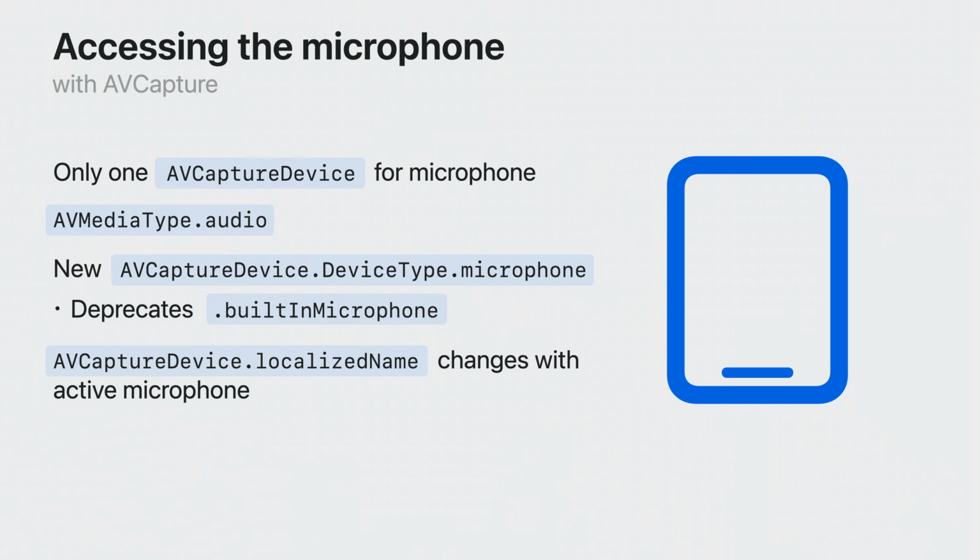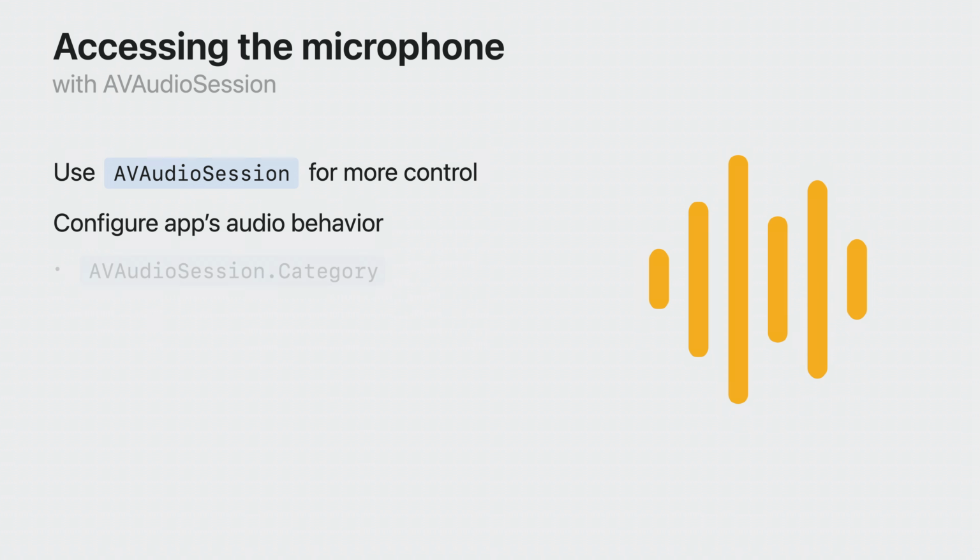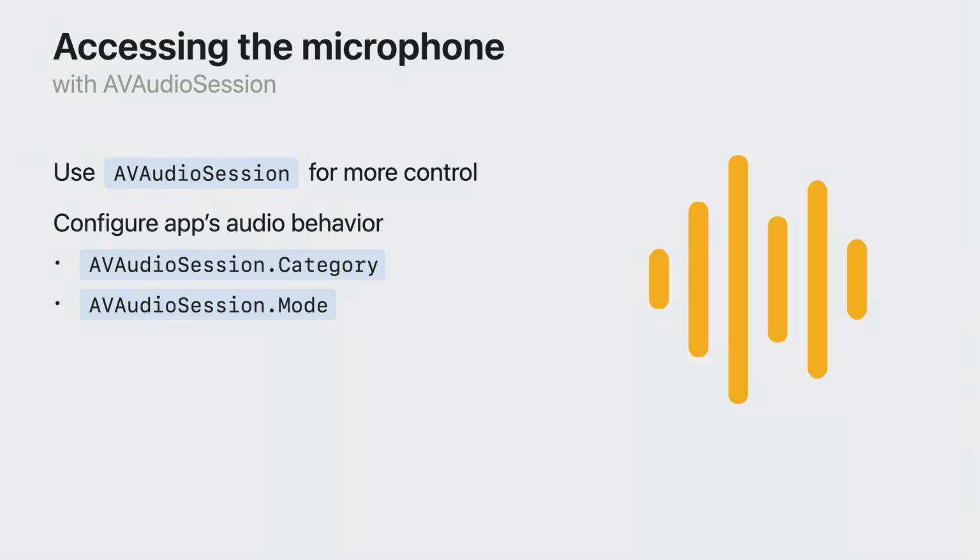Your app can use AV Audio Session for more control over the microphone. You can use it to configure your app's audio behaviors by setting a category or mode, and you can choose to use a specific mic, like one included with an external camera, by setting the preferred input.